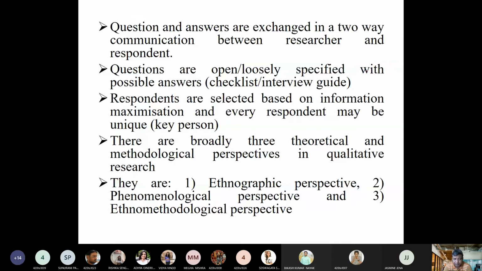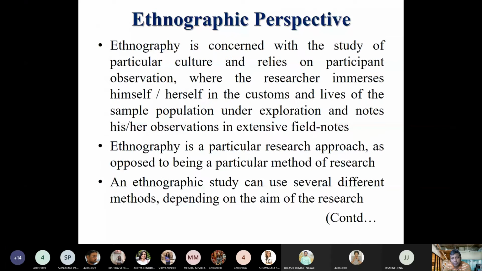Ethnographic perspective. Ethnography is concerned with the study of a particular culture and relies on participant observation. What are we doing in ethnographic research? We are focusing on a particular culture. We are not focusing here and there, or on the cultures of different communities. We are focusing on the culture of a particular community, and relying on participant observation.